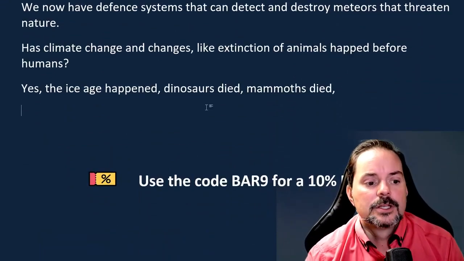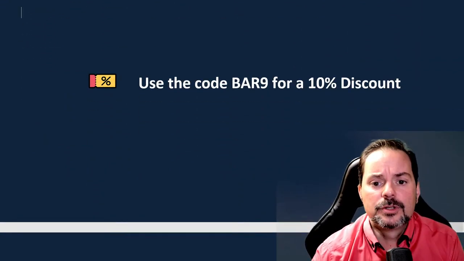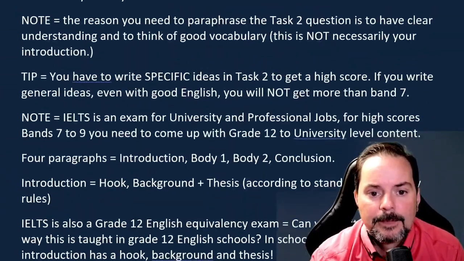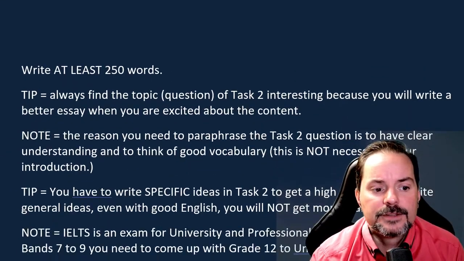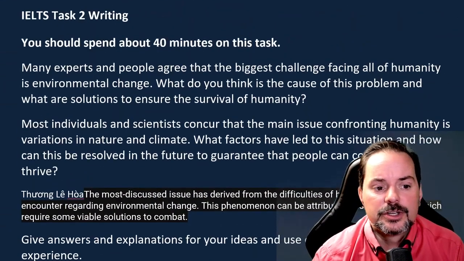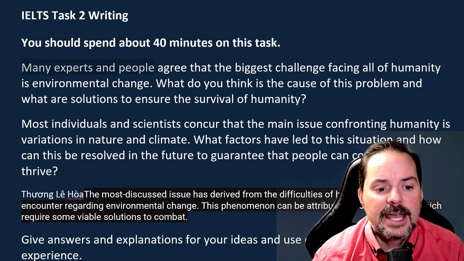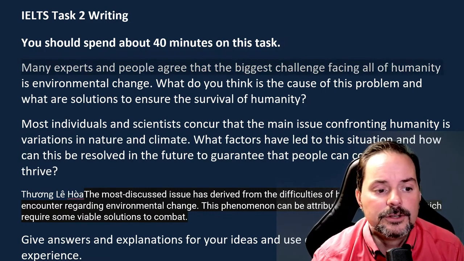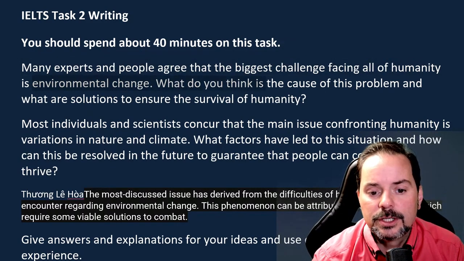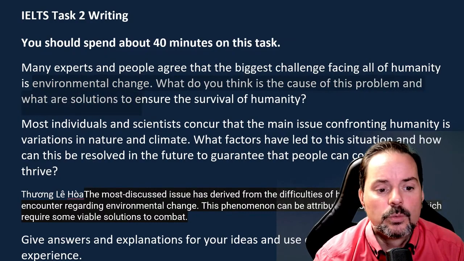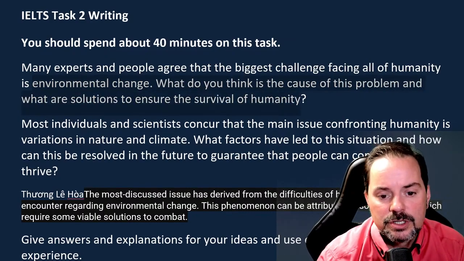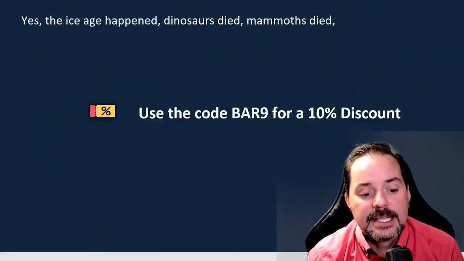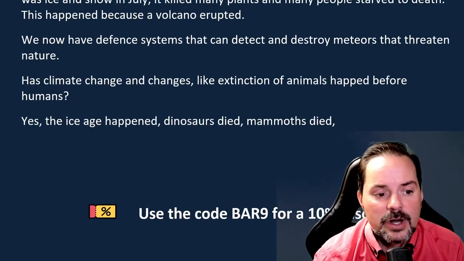A lot of students see this question. I'll show you what a band 6 essay looks like. Here's the original question: Many experts and people agree that the biggest challenge facing all of humanity is environmental change. What do you think is the cause of this problem, and what are the solutions to ensure the survival of humanity? Here's your band 6 kind of writing, and this is junior high school.